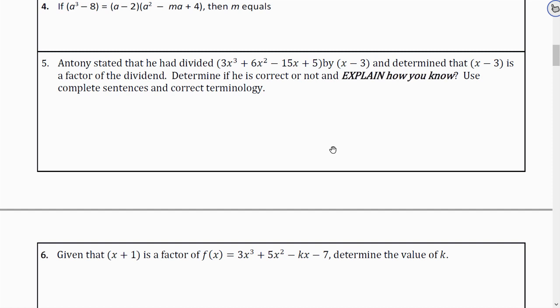Now, I can think of 3 ways to do this, and I don't care which way you approach it, as long as you can explain how you know. The first way is you could use synthetic division or long division, because this is x plus or minus some number. So I'm going to do that. You could do long division. I'm not going to do that for the sake of time, but you could use long division to see if he's right.